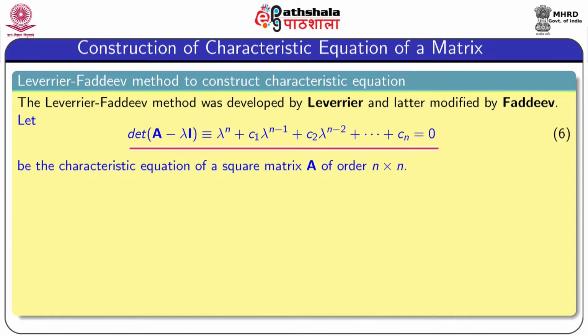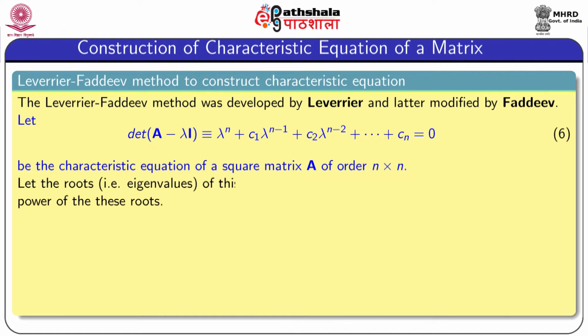Let det(A minus lambda I), which is equal to lambda to the power n plus C1 lambda to the power n minus 1 up to Cn equal to 0, be the characteristic equation of the matrix A of order n by n, and let the roots or the eigenvalues of this equation be lambda 1, lambda 2 up to lambda n. These may be equal or unequal. That means the eigenvalues of a matrix may be equal or different, and let Sk be the sum of the kth power of these roots.